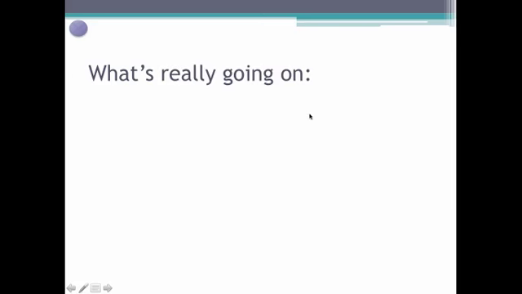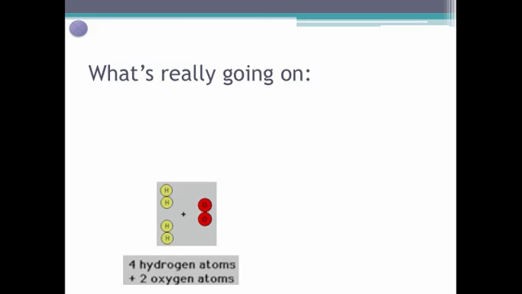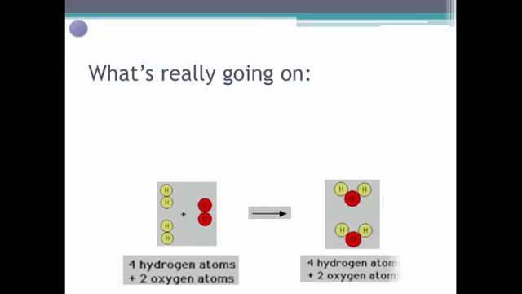Alright, so what's really going on? Well, what's really happening is this. We're actually starting with two molecules of hydrogen, so two H2s, and they're reacting with one molecule of oxygen, and they're forming two molecules of water. Now if you look at that reaction, you'll see that this is consistent with the law of conservation of mass. Let's go through it.